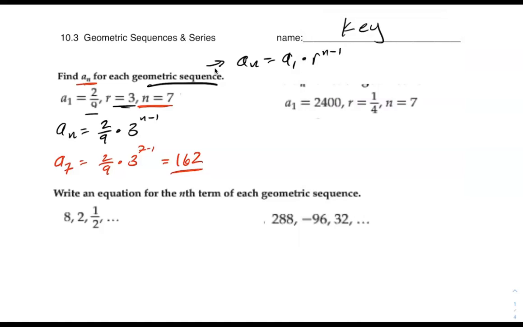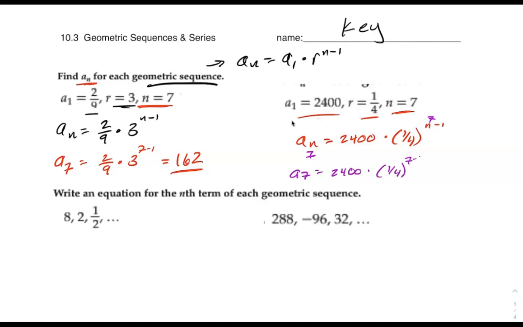Okay, the next one. Right, so same idea, and actually the same term, just different a1 and different r. So just doing that again, my a1 now is 2,400, and my r is 1/4, to the n minus 1. So in this case, we want to plug in 7. So the 7th term would be 2,400 times 1/4 to the 7 minus 1. Again, I'm just going to use my calculator for that.